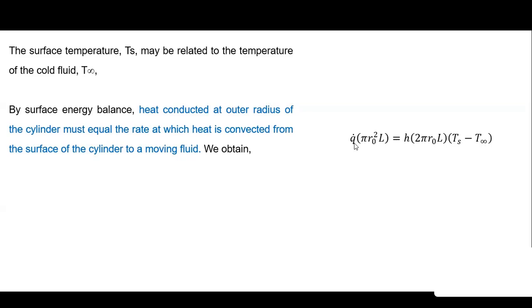So Q dot is watt per meter cube multiplied by volume, will give the rate of heat generation, and that rate of heat generation must be equal to the rate of heat transfer. So this is the surface area, 2 pi R0 into L into Ts minus T infinity. So if you put this, you can simplify this equation in this fashion. If you cancel out the common terms, it will be Ts is equal to T infinity plus Q dot R0 upon 2h. So you can find out the value of surface temperature by using this simple equation.